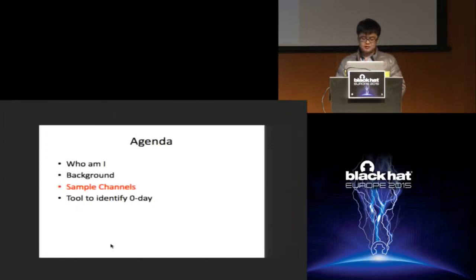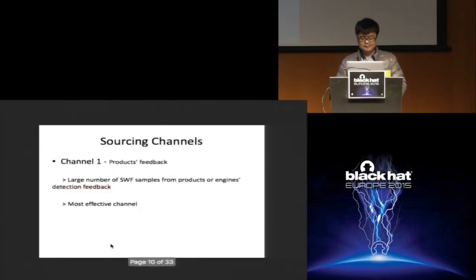So I will introduce some sample channels I use. The first sourcing channel is products feedback. There are a large number of SWF samples from products or engines detection feedback, and new feedback comes every day. These samples are effective because they have been filtered by products or engines detection rules.